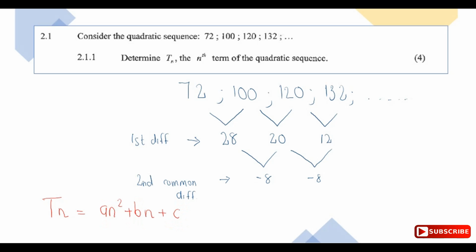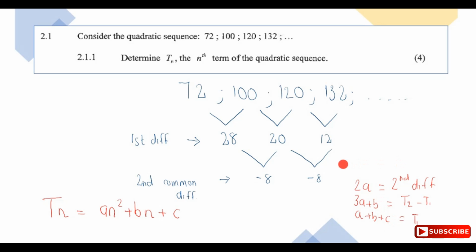So how do we determine the value of A? You use the formula 2a equals your second difference. Then you use 3a plus b, which equals term 2 minus term 1. And the last one is a plus b plus c, which equals term 1. We're going to use these 3 equations to get the value of A, B, and C.